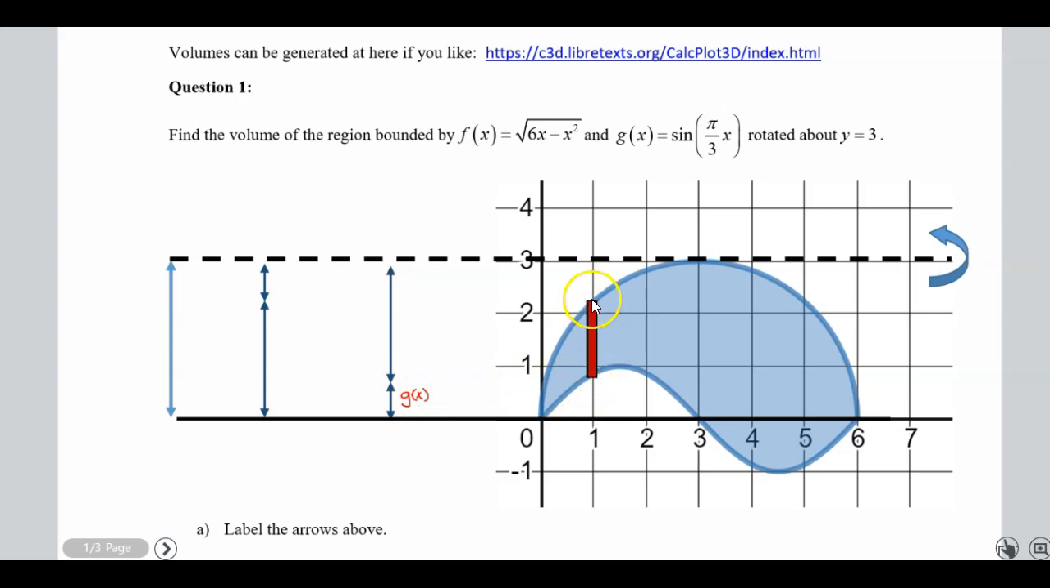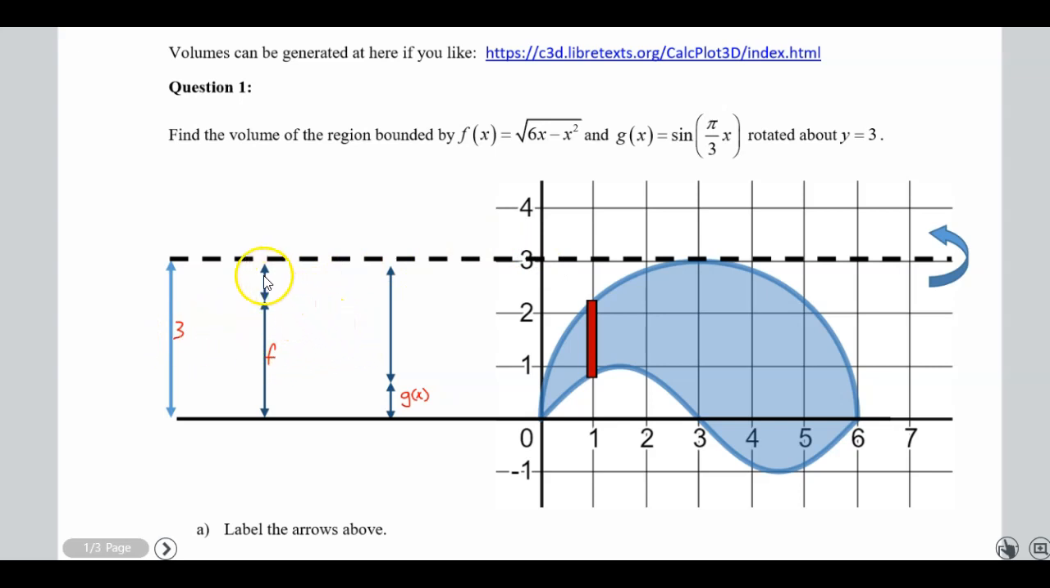If I go all the way up to here, this would be my function f. So from the axis all the way up to that point that I'm looking at right there, I'm going to think of that as a distance f(x). And then from my axis all the way up to this rotation line, how far is that? So that, for this particular one, we can see is right there at 3. I'm going to label that 3.